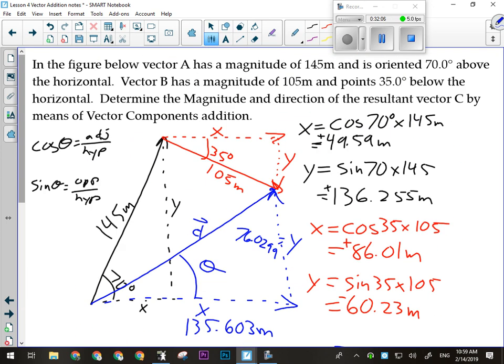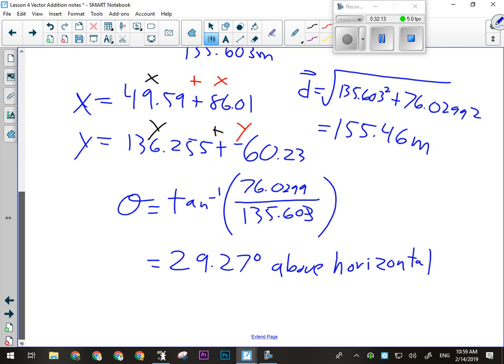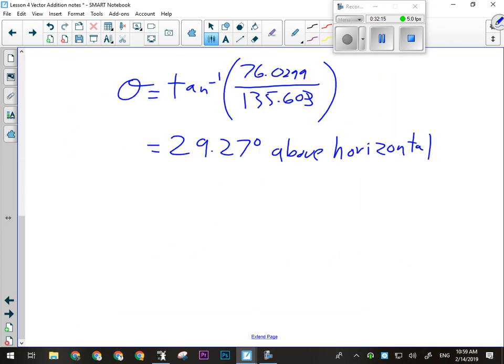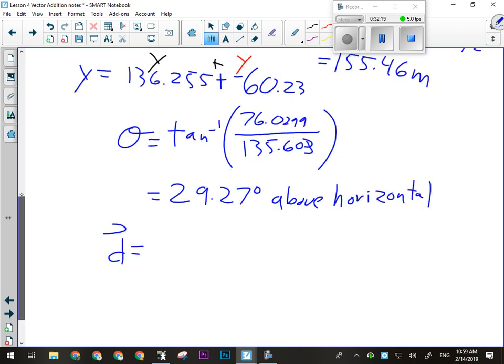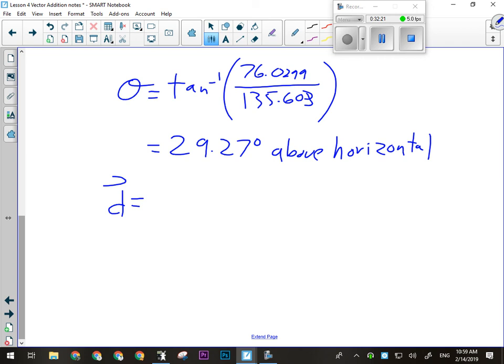All right, everything in this question has 3 significant digits. So my answer can have 3 significant digits. So my final answer will be that the overall displacement is 155 meters at 29.3 degrees above the horizontal.